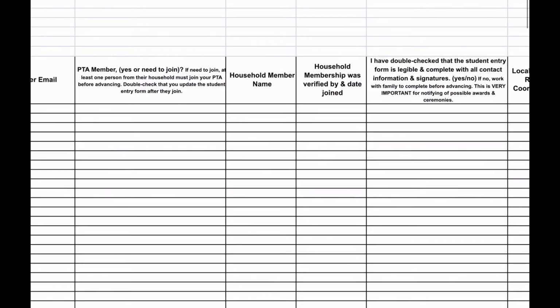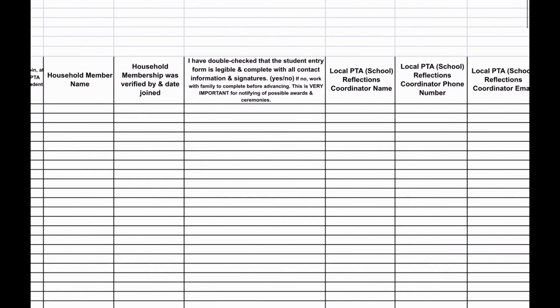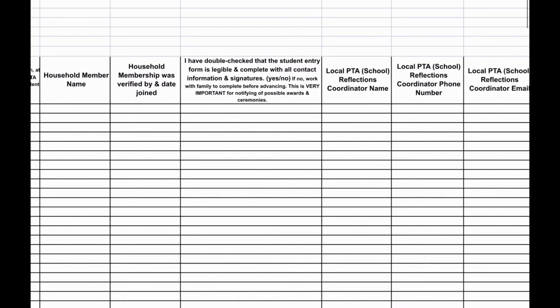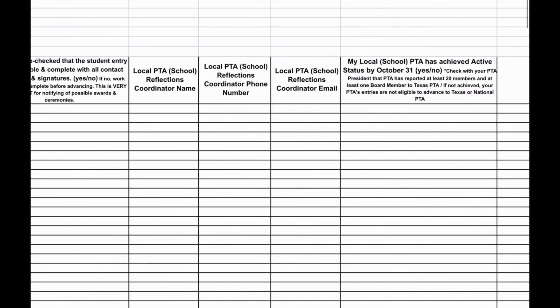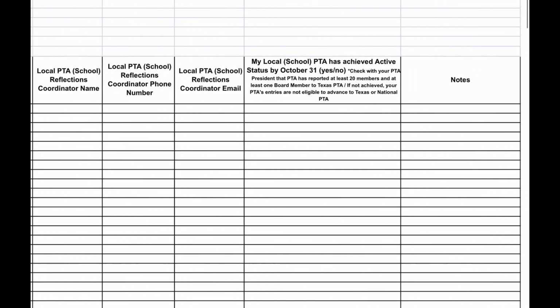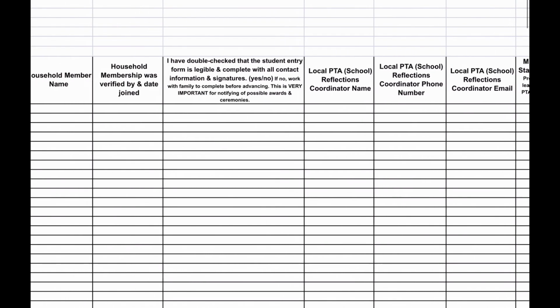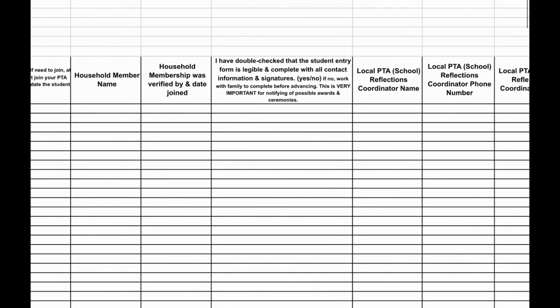You have to confirm before these items come to council that they are PTA members. It's been verified, you've double checked that. Now you get to add your name and number and information to just those ones that are advancing. Those are the ones that will be added to this spreadsheet here.